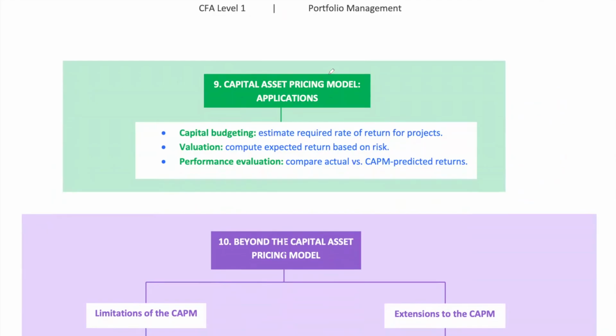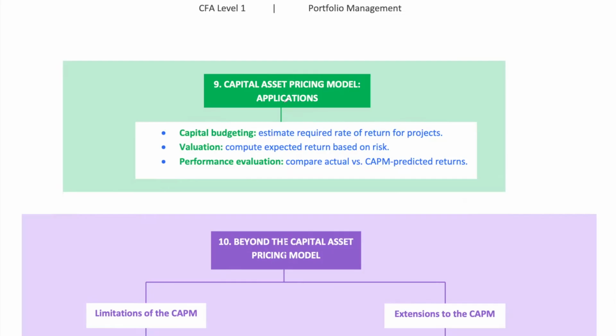All right, so let's wrap this up with something really practical, because this is where CAPM stops being theory and starts becoming a tool you'll actually use in the real world. We're talking about the applications of the CAPM, where it shows up in finance, in business, and even in corporate boardrooms when big money decisions are being made.